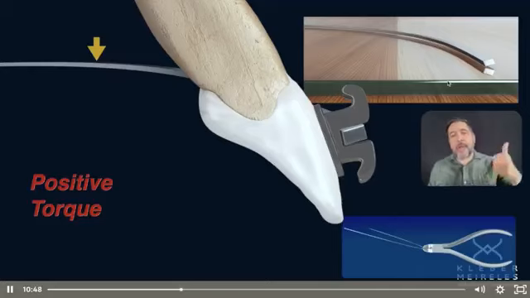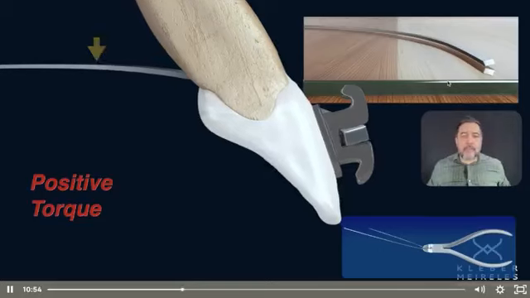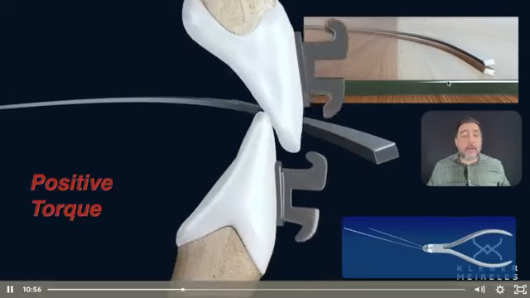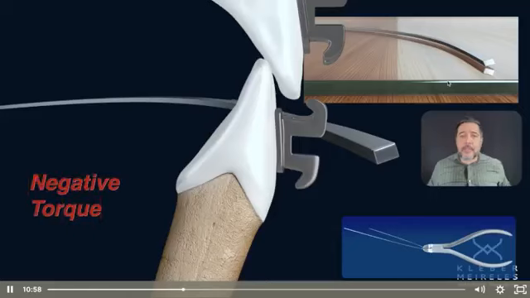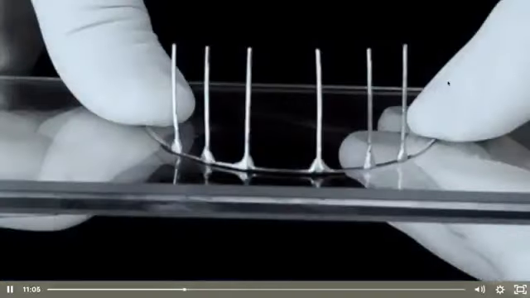So root goes palatal while the crown goes buccal. And this is a positive torque. And again, for the lower arch, it will be the opposite. It will be a negative torque. So we need to understand in which position we are applying this torque.